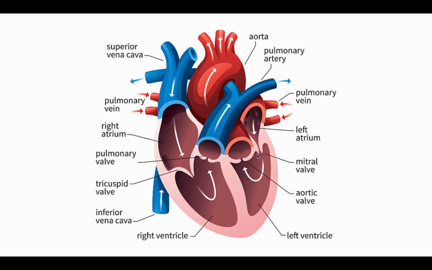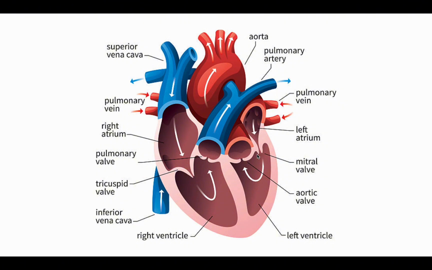So, deoxygenated blood will enter through the superior and inferior vena cava into the right atrium. It will then pass into the right ventricle, passing through the tricuspid valve. From there, it will be pumped into the pulmonary arteries, where it will then go into the lungs to get oxygenated. After being oxygenated in the lungs, it will come back through the pulmonary veins into the left atrium, where it will then pass into the left ventricle through the mitral valve before being pumped into the aorta through the aortic valve, where it will then oxygenate all the bodily tissues.